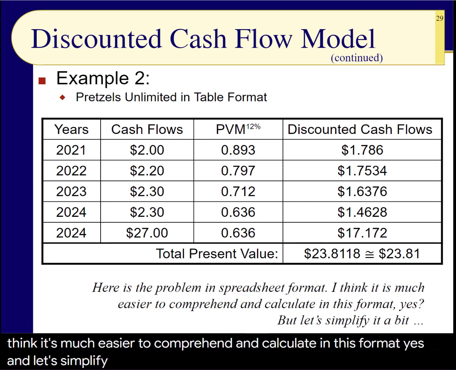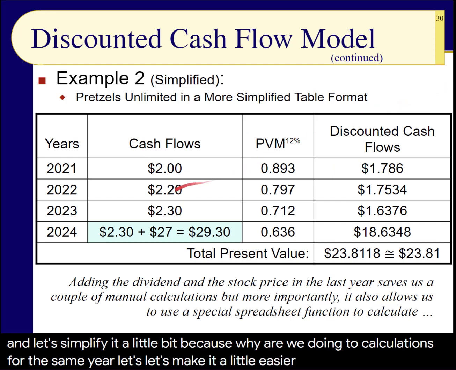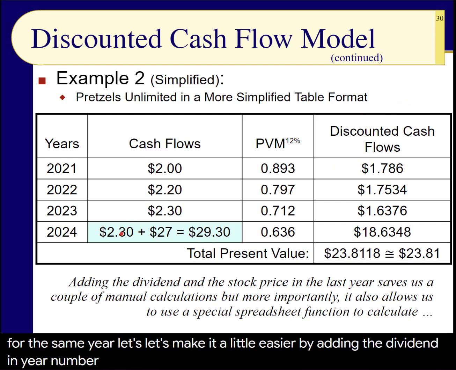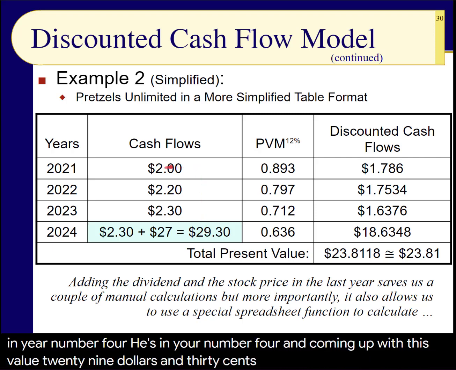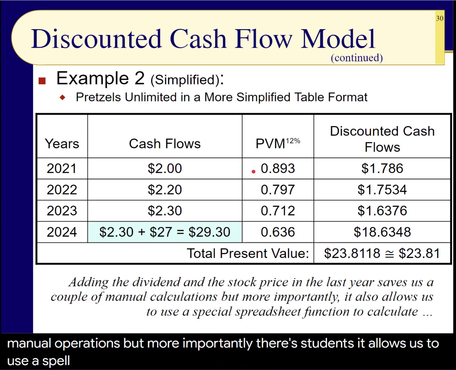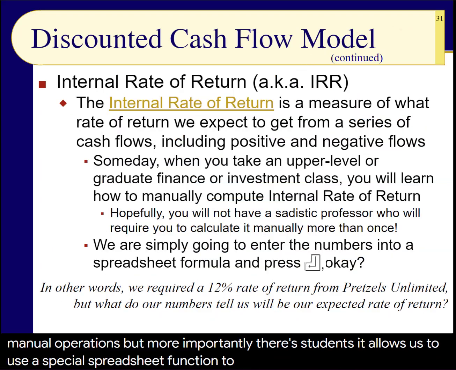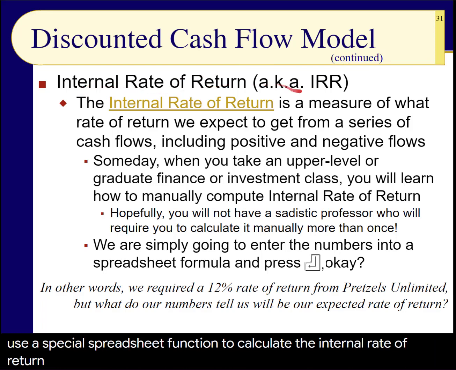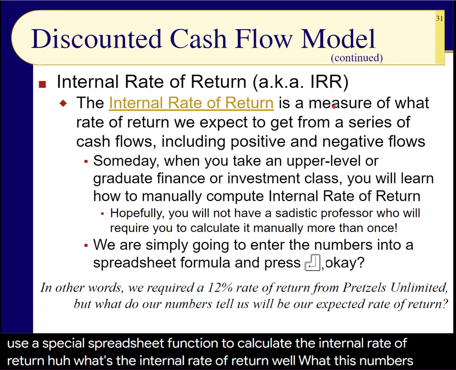And let's simplify it a little bit, because why are we doing 2 calculations for the same year? Let's make it a little easier by adding the dividend in year number 4 to the expected stock price in year number 4 and coming up with this value, $29.30. So it just saves us a couple of manual operations. But more importantly, dear students, it allows us to use a special spreadsheet function to calculate the internal rate of return. Huh? What's the internal rate of return? Well, it's what these numbers are telling us we're going to get.